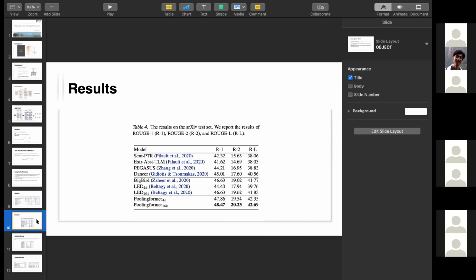Sorry, what is the number 4K and 16K? It's the length of the input sentence. The maximum length of the input sentence. Yeah, so that means given the paper, you just pick up the top 4K, and the second way picks up the top 16K. Okay.